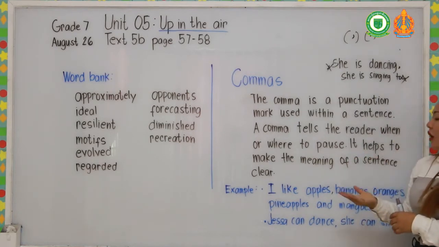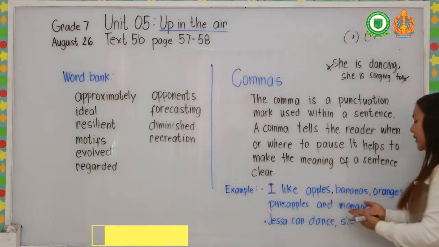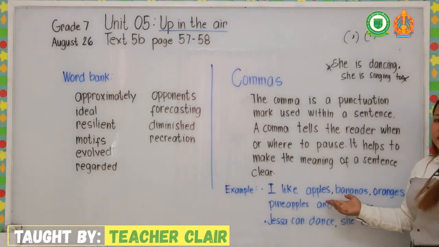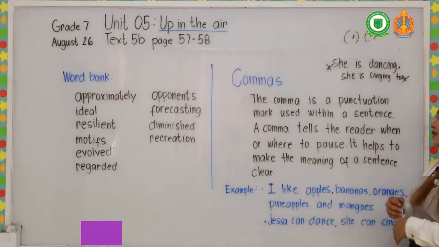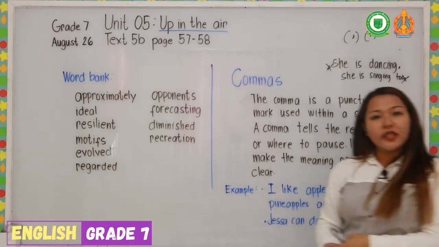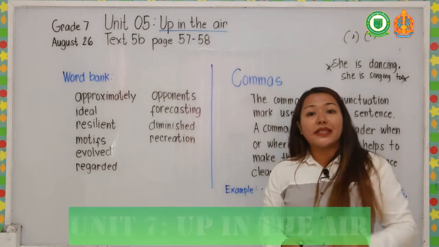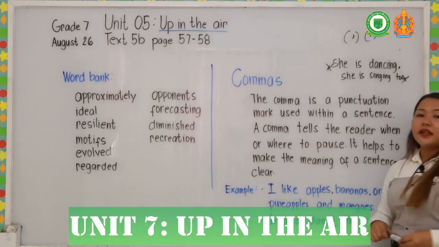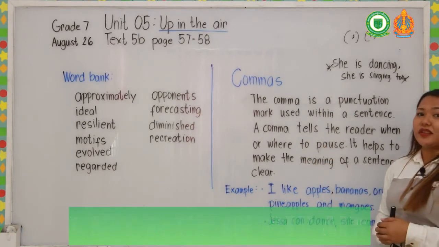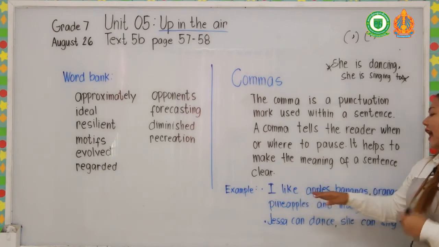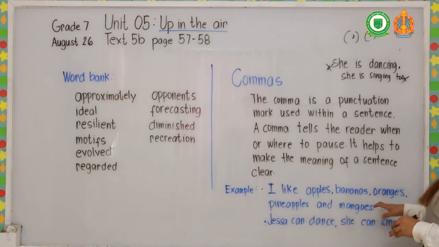So if we are going to use comma in this sentence, listen how I read it, okay? I like apples, bananas, oranges, pineapples, and mangoes. It sounds better and it sounds clearer, right? So again, comma is very important when it comes to reading as well, not just in writing, okay? So again, I will read it. I like apples, bananas, oranges, pineapples, and mangoes.